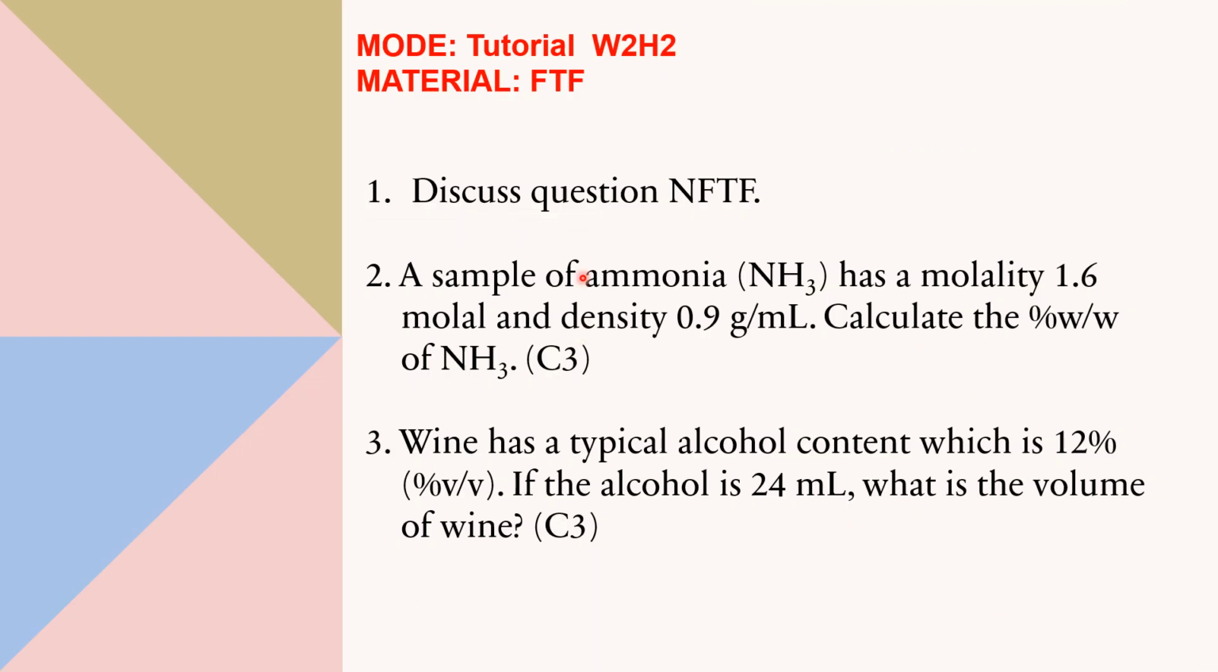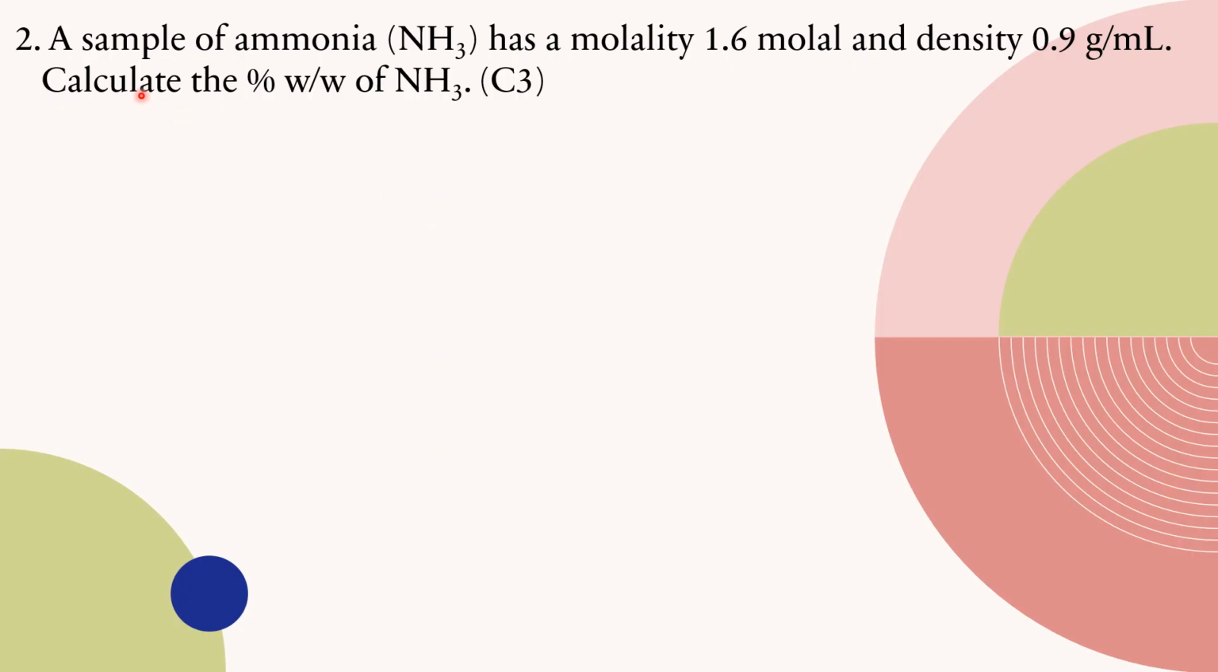So continue with the face-to-face question, which is 2 questions. Let's proceed with the first question, number 2. A sample of ammonia NH3 has a molality 1.6 molal. Molal stands for mole per kilogram. Okay, kena ingat mole per kilogram. And has density 0.9 gram per milliliter. Calculate the percent by weight of ammonia.